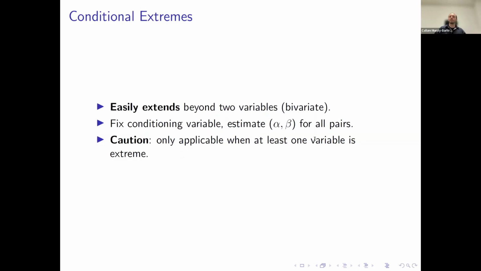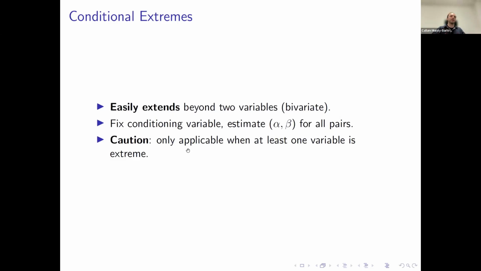This easily extends. I've done everything in the bivariate setting because it's easier to illustrate, but everything will extend to the higher dimensional setting. All you do is fix the conditioning site, and you estimate alpha and beta for all possible pairs with that conditioning site. Then you can get extrapolation into the whole joint tail rather than just looking at two variables.